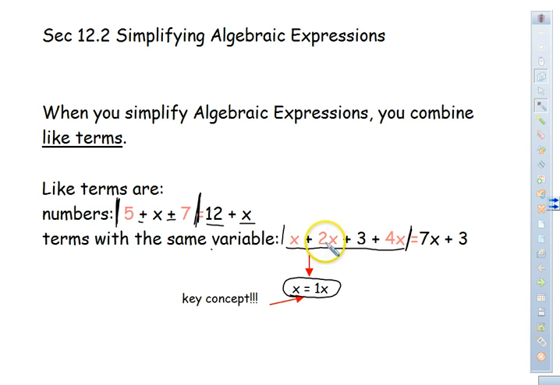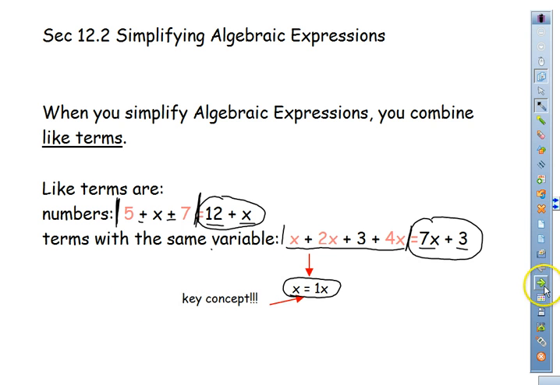So we add those together. That gives us 3 x's. And then we have one over here that has 4 x's. So 3 x's plus 4 more x's gives us a total of 7 x's. And 3, there's no number that's by itself alone, so we leave it as a 3. That is your answer to these problems, what I have circled here. That is combining like terms.